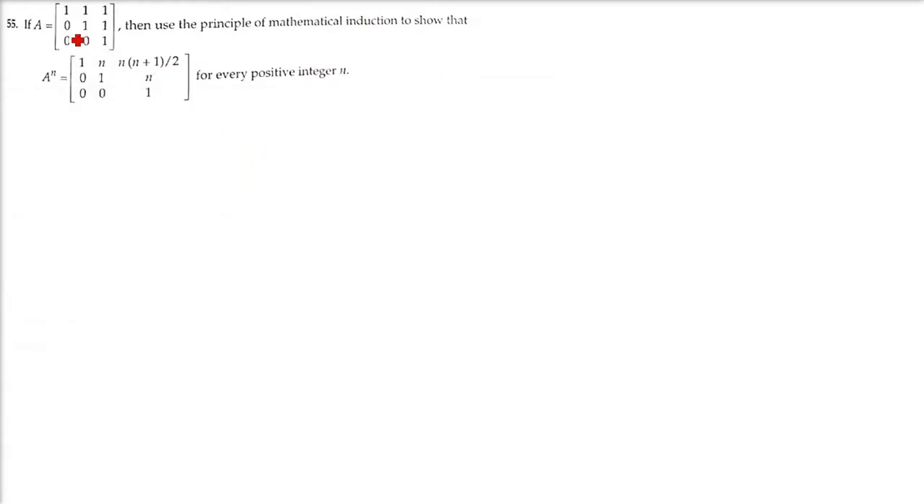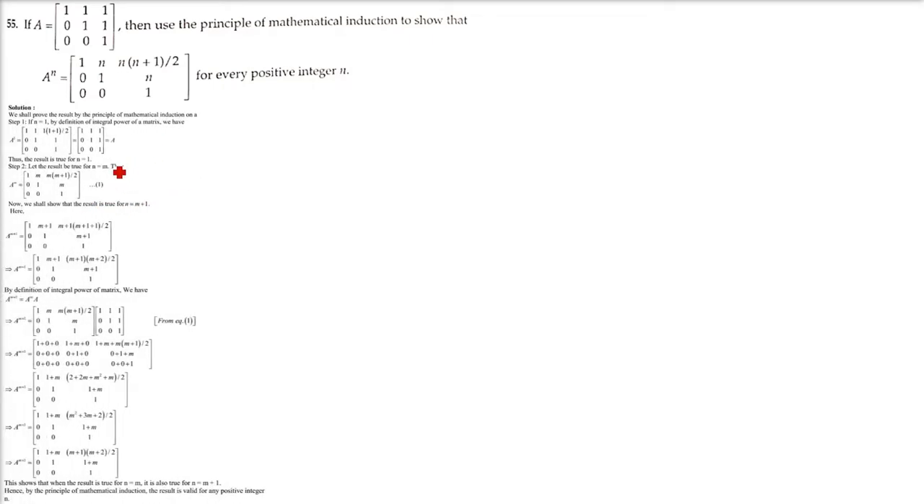Now A is this. Then use the principle of mathematical induction to show A raised n is this matrix. We use the concept of mathematical induction. The first step: if you put n as 1, what do you get? A raised 1. So in A raised n, just put n as 1. So 1, 1, 1, 1, and then we have 0, 0, 1.